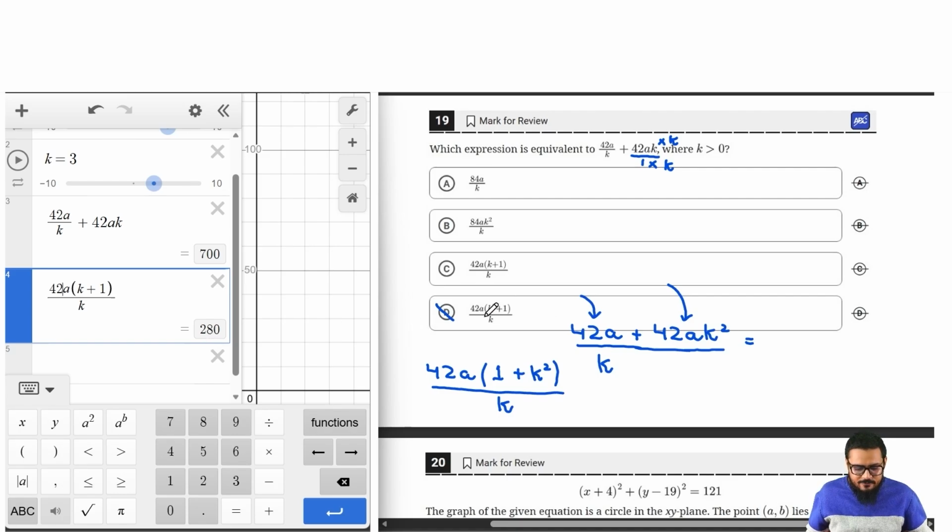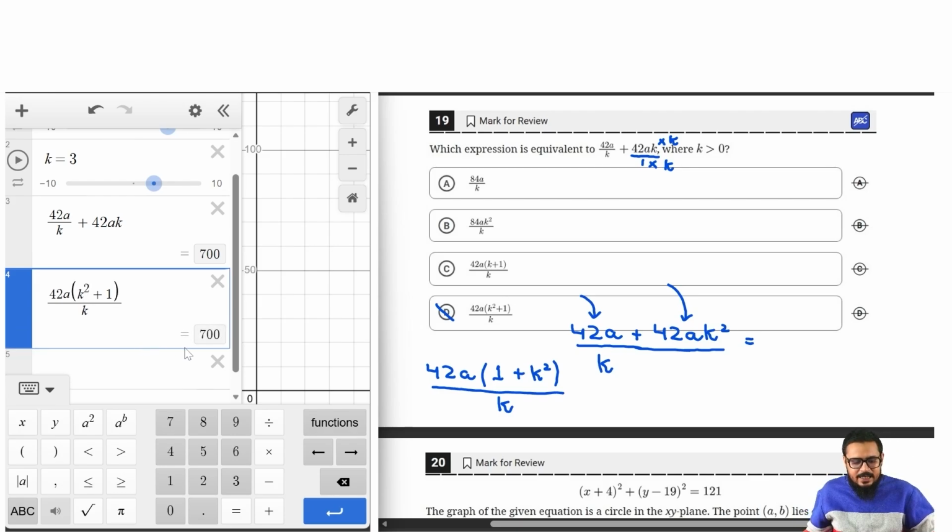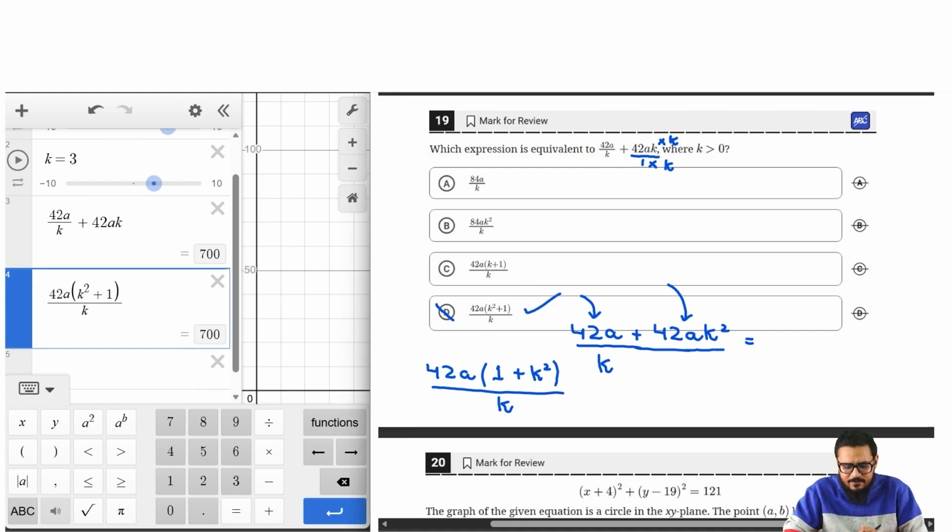Let's move on to the next one: 42a times k squared plus 1, putting a square on top of k, so k squared. That comes out as exactly equal to 700. That should be my right answer, answer option B. That's one effective method of using Desmos to cross-check your answers, and you can use this entirely to get to the right answer in case you're not good at simplifying expressions.